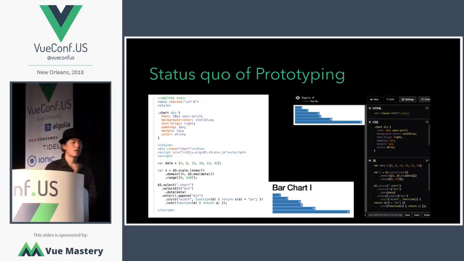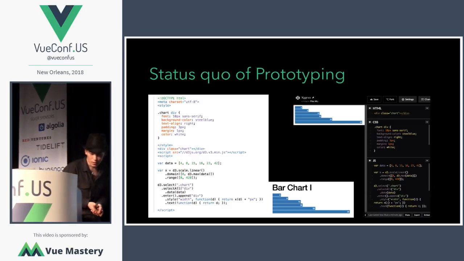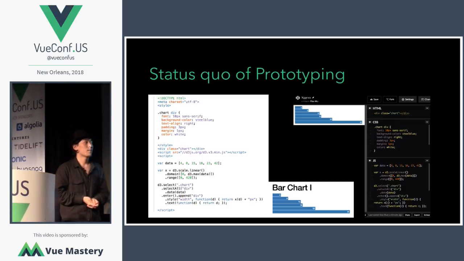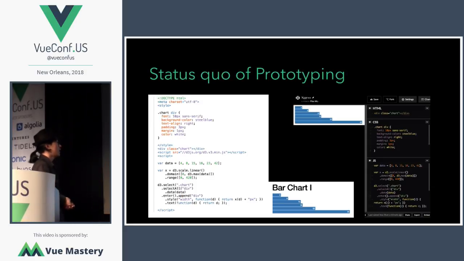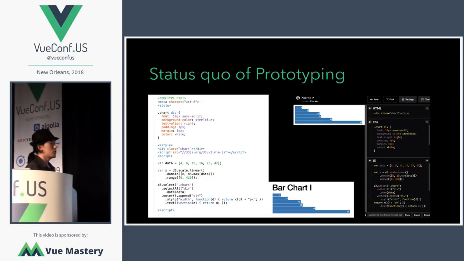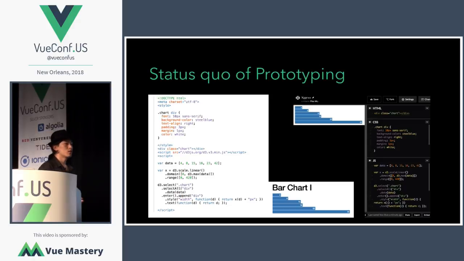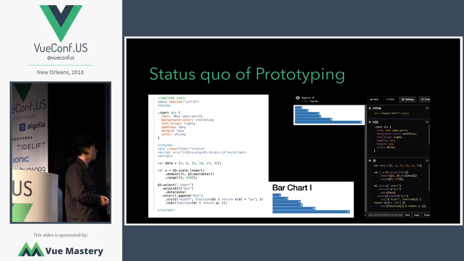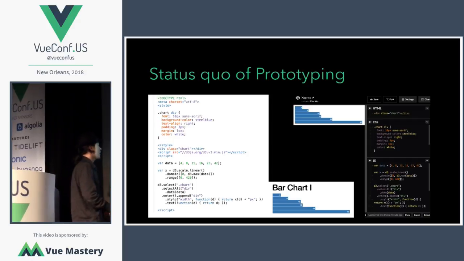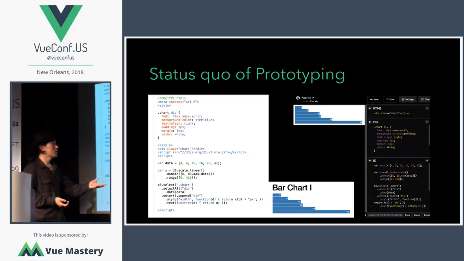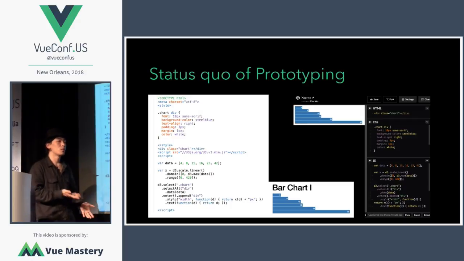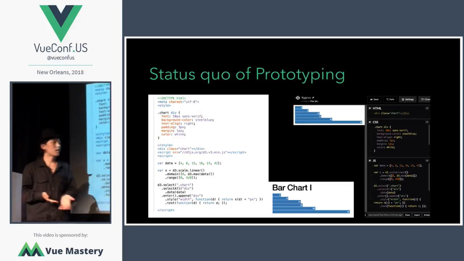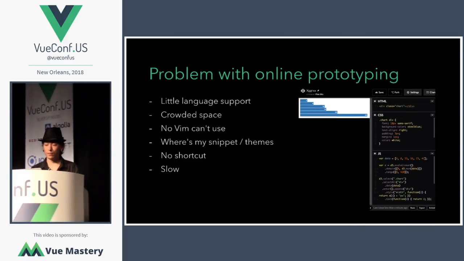So that's also a slide from my last year's talk. Last year I was talking about status quo prototyping. On the left side, you see a screenshot of D3JS. For those of you who are not familiar with D3JS, it's a library for data visualization. On the website, they basically just give out this HTML and tell the beginners who want to learn D3, hey, go ahead and edit this HTML. And then on the right side is CodePen, which is a really popular prototyping tool. But I will explain why I think they're insufficient.